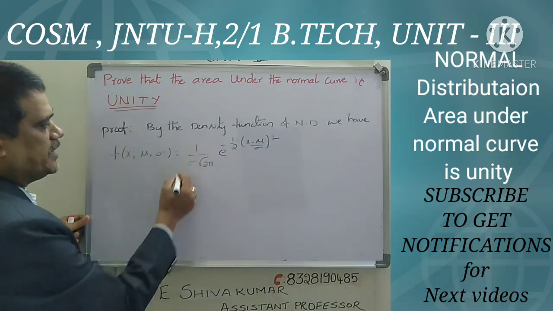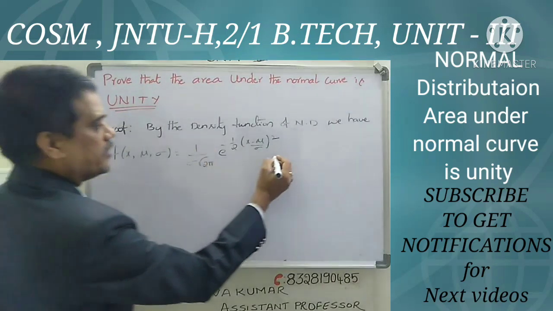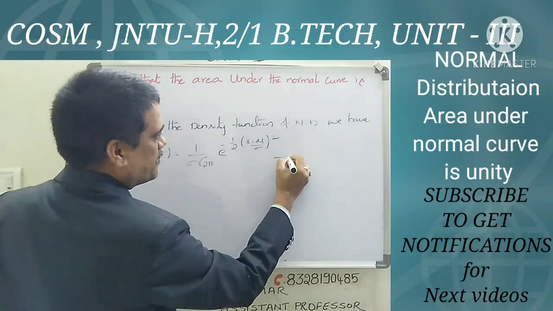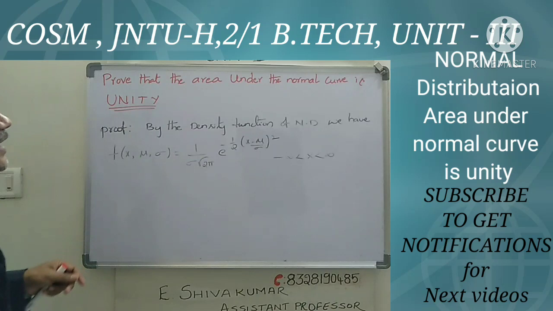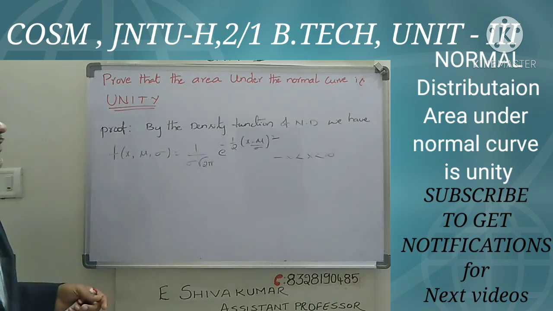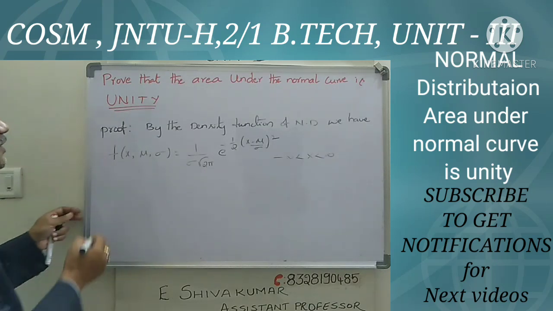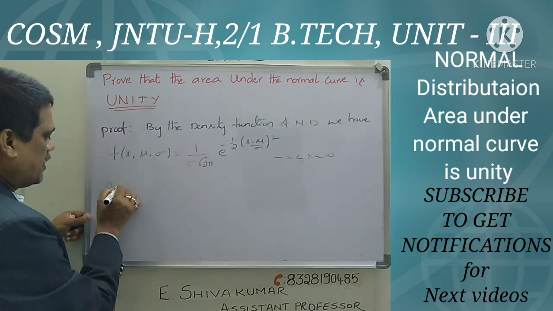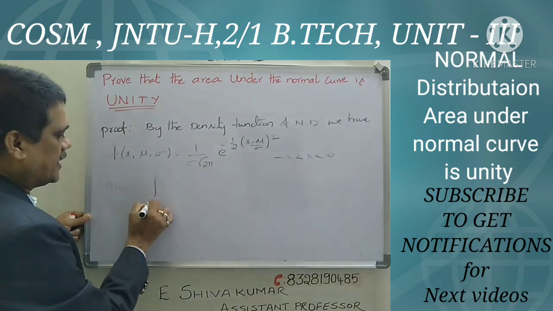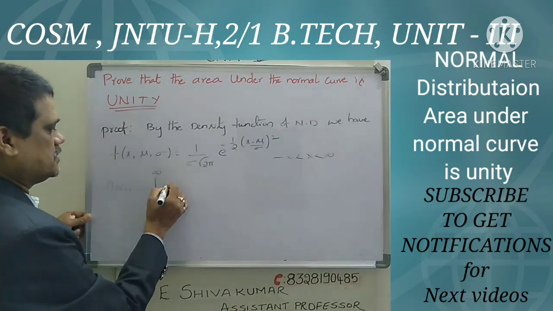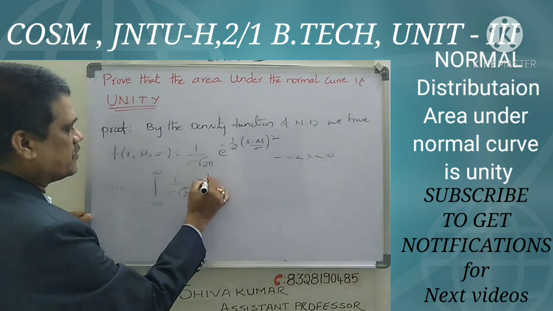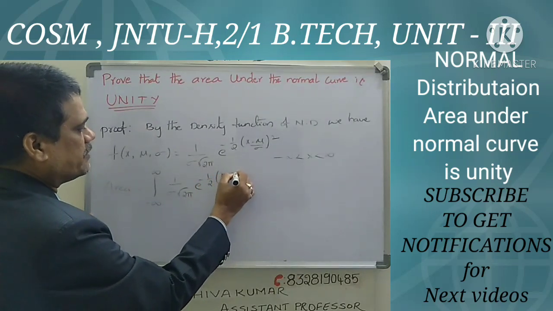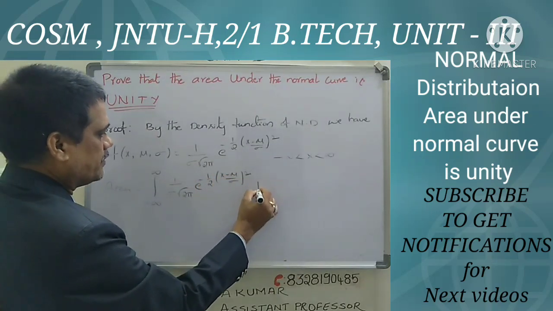Now, area means we find the integration from minus infinity to infinity. Here I want to write the interval also: minus infinity is less than x is less than infinity. To find the area in the interval minus infinity to infinity, you have to get 1. That is our target. So, area is equal to integral from minus infinity to infinity of 1 by sigma into root over 2 pi into e power minus 1 by 2 into x minus mu divided by sigma whole square into dx.